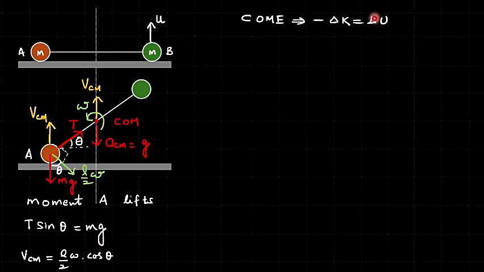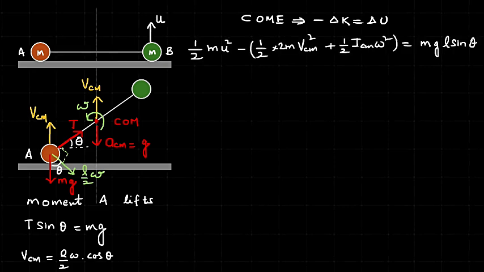So now let me write the conservation of mechanical energy, apply conservation of mechanical energy. Loss in kinetic energy is equal to K initial minus K final. K initial is half m u square. K final for this thing is equal to half m VCM square plus half ICM omega square. Half m, where m means total mass, that is 2m, and VCM square, half ICM omega square.